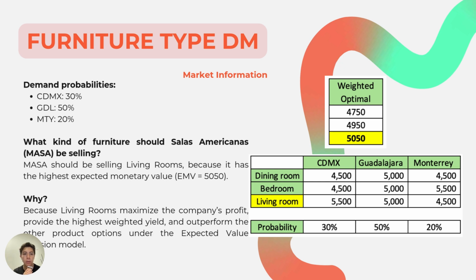Once we finish that, we calculate expected payoff. For each furniture type, the expected payoff equals profit per city times probability of city. We compare results with the dining room at 4,750, the bedroom 4,950, and living room 5,050, the highest. The final decision was that Masa should sell living rooms because they offer the highest weighted return, and with this Masa maximizes revenue by prioritizing this product category.